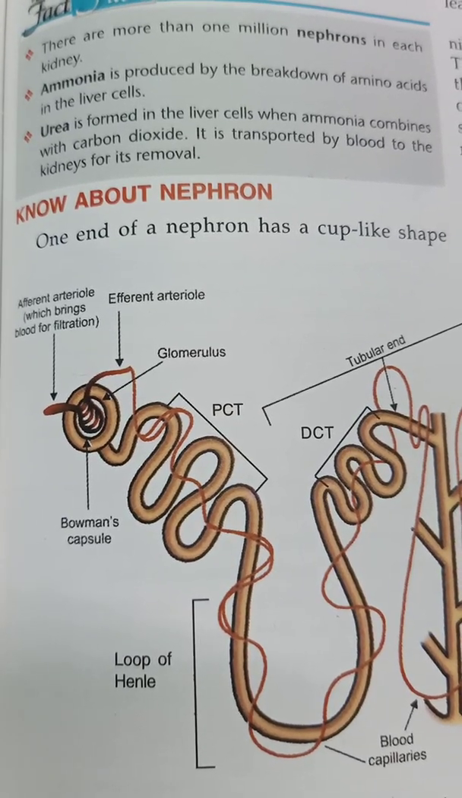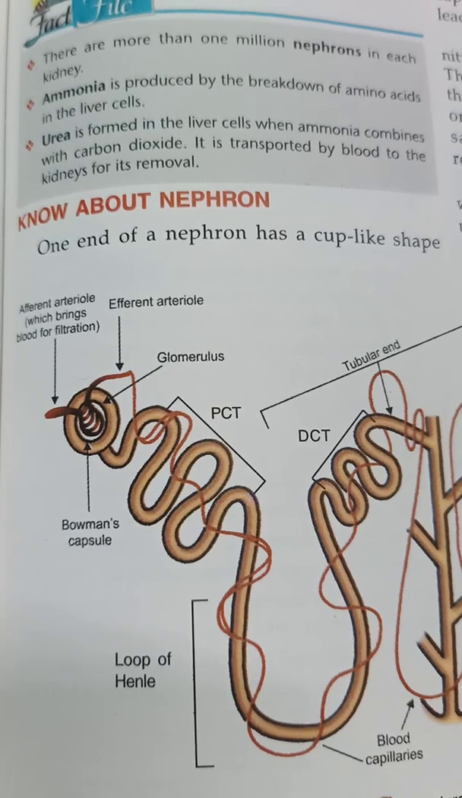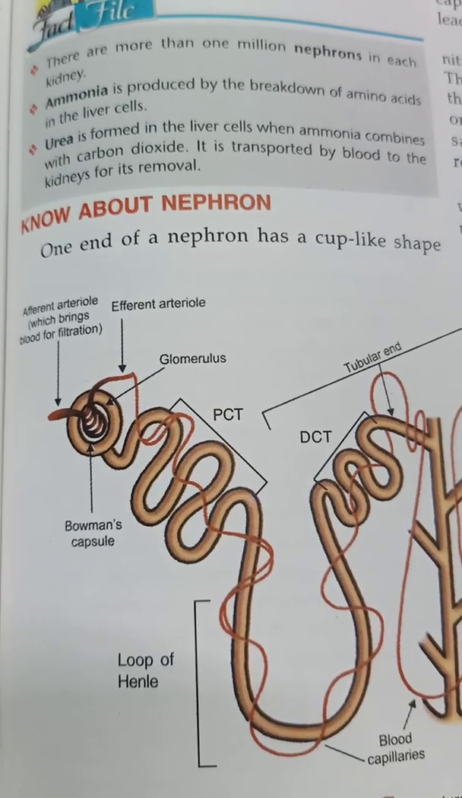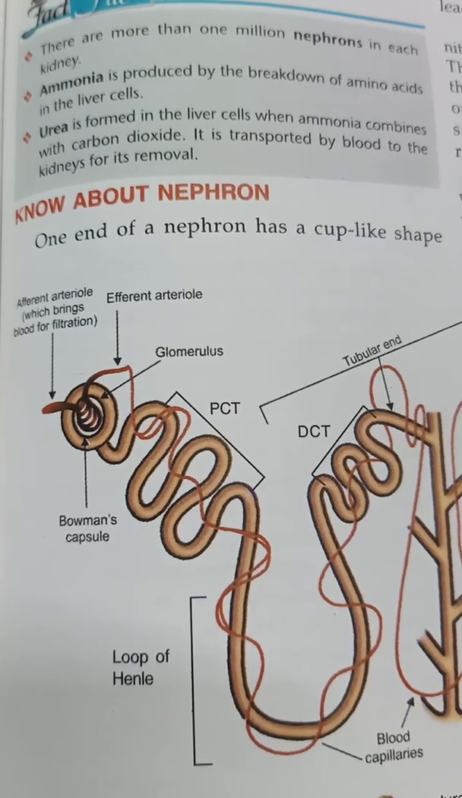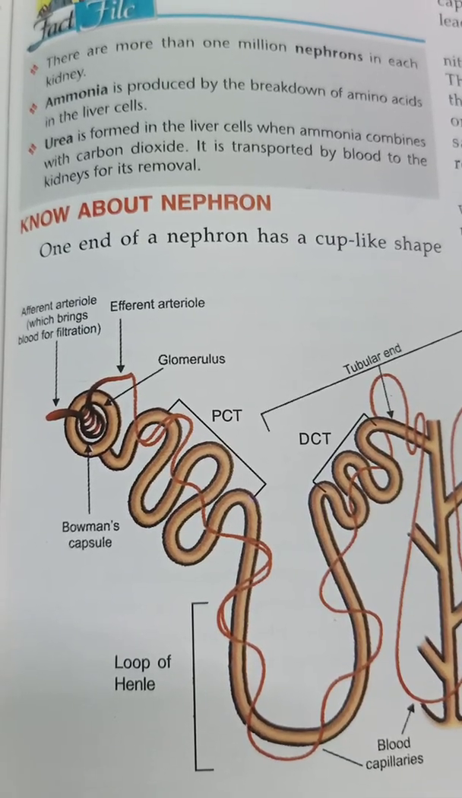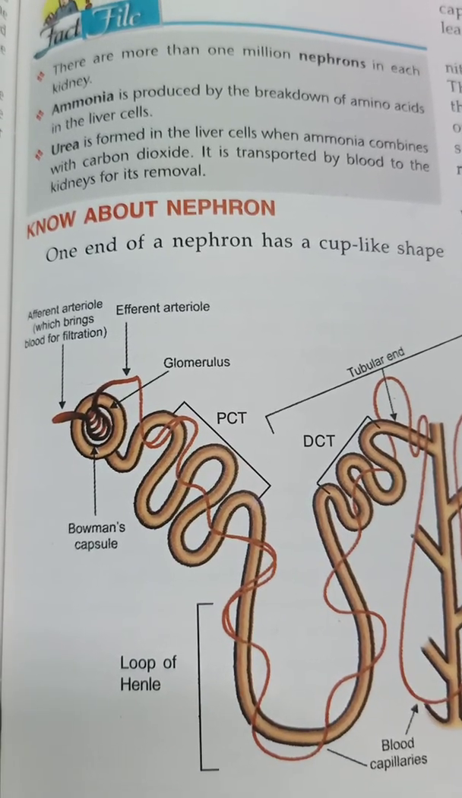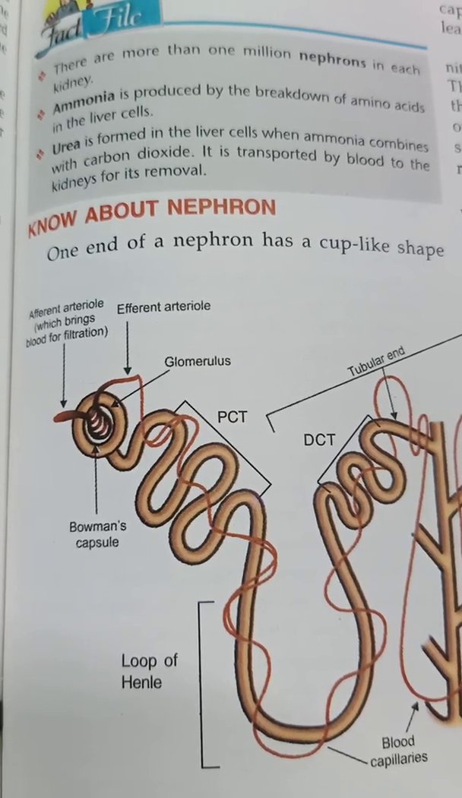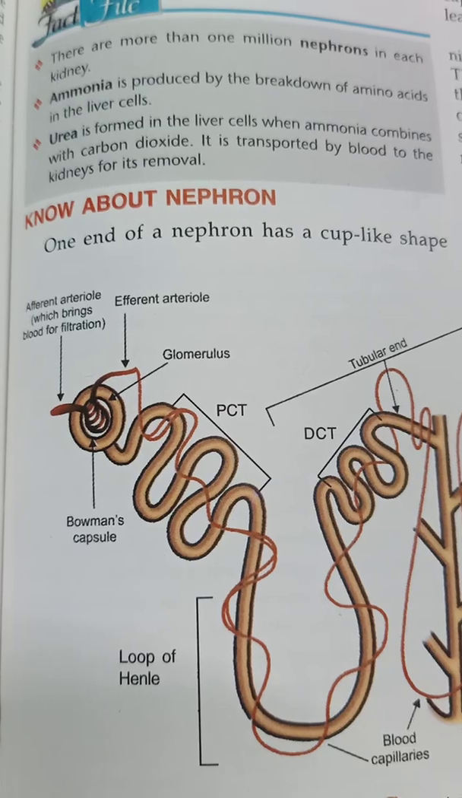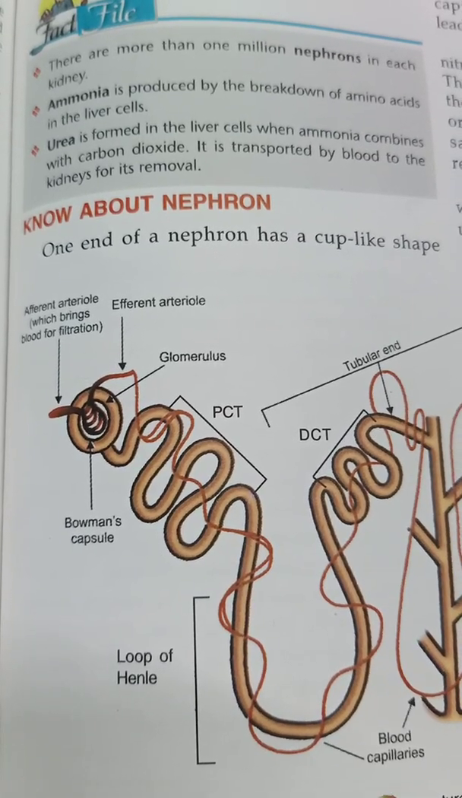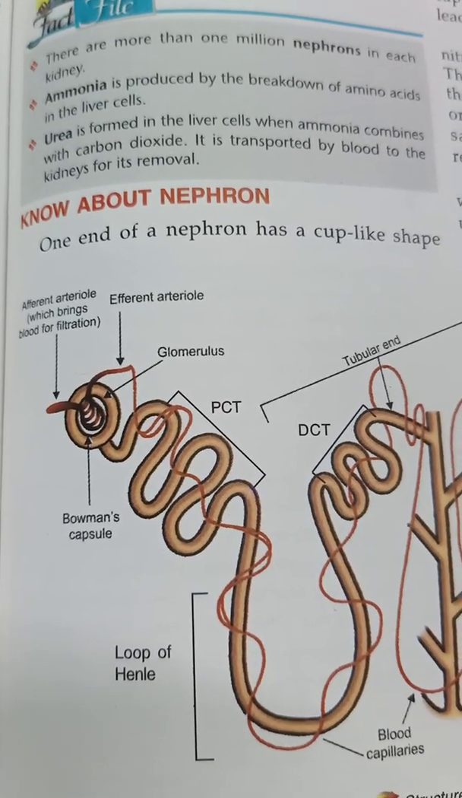Second point is ammonia is produced by the breakdown of amino acids in the liver cells. Then third point, urea is formed in the liver cells when ammonia combines with carbon dioxide and it is transported by blood to the kidney for its removal. So these are a few points.